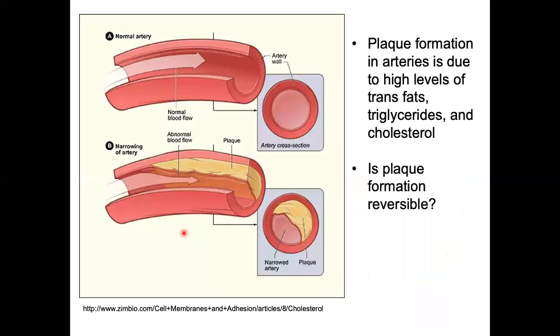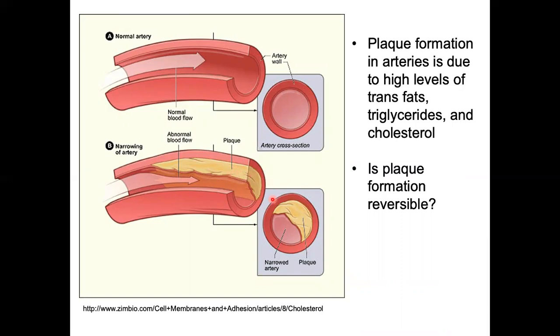Okay, here's a normal artery on the top, A, and B is narrowing of the artery due to plaque formation. What is that plaque from? From trans fats, cholesterol, and high sugar in the diet. The sugar is going to cause inflammation, or locally acting chemicals, to start this whole process. You're going to deposit the trans fats in this region, and cholesterol is going to stick to it.